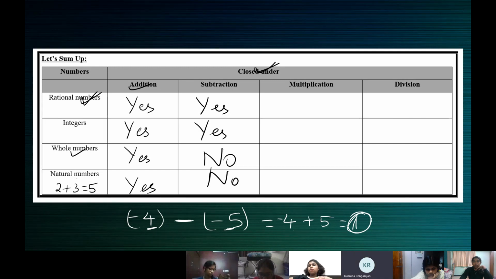Ma'am, rational numbers are closed under multiplication because when we multiply two numbers, we get a rational number, ma'am. When we multiply two numbers, meaning natural, whole, integers, be specific. What kind of numbers will you multiply? Two rational numbers. Okay, so when you multiply two rational numbers, we get again a rational number, ma'am.